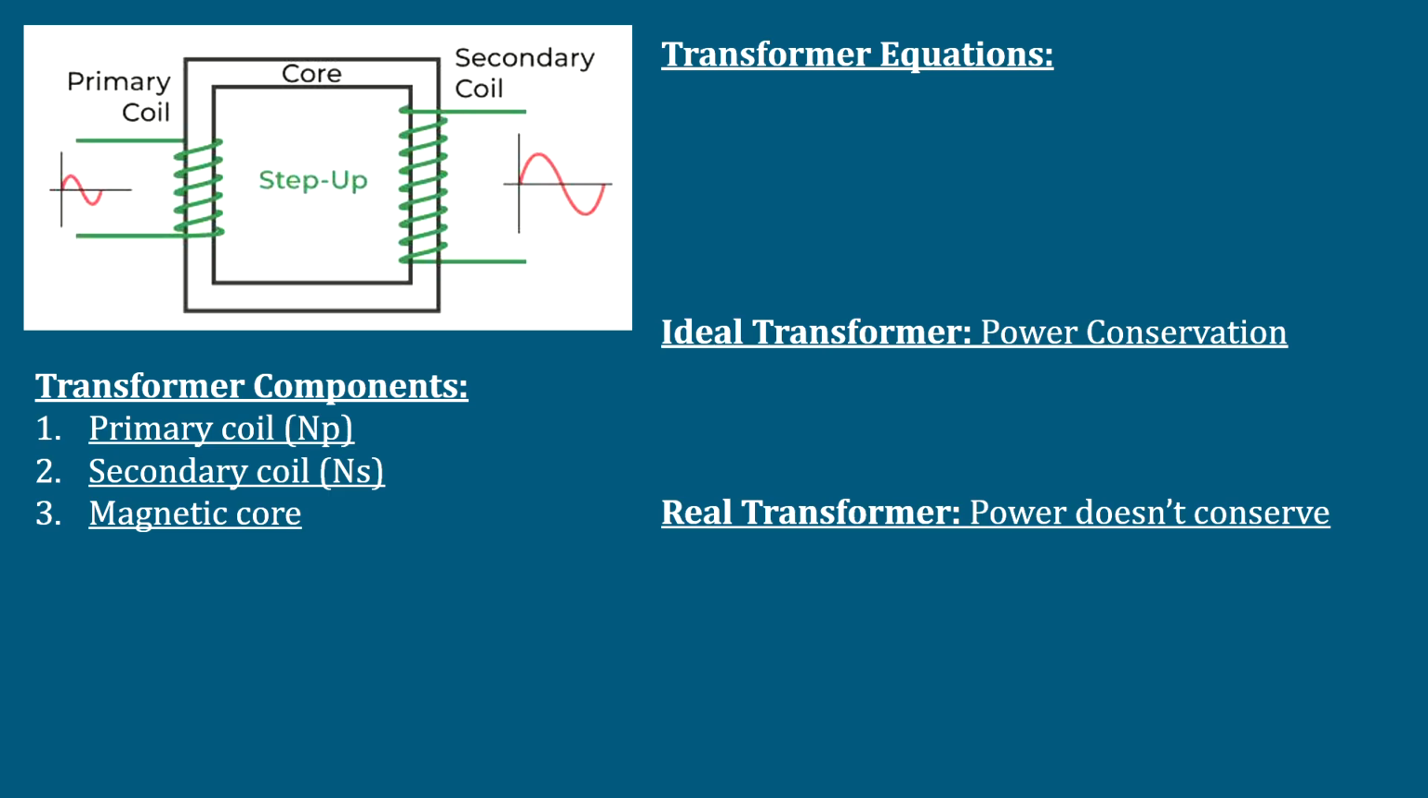The first is the primary coil, where we define the magnitude as the number of turns of the coil, so it's NP, the turn number of the coil. The secondary coil is NS, and the third one is the magnetic core.